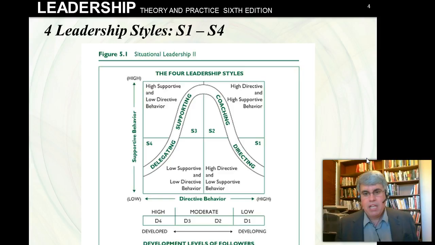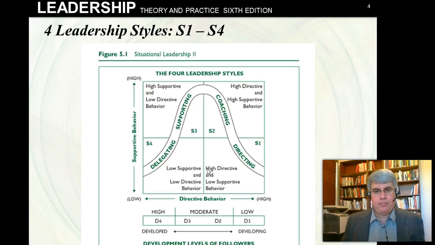So now, let's start off by looking at the four leadership styles first. That's what these four boxes are. Here we've got the directive behavior, the task behavior, and we've got high over here and low over here, just like in Blake and Mouton's grid. And here we've got the supportive behavior, high up here and low here.